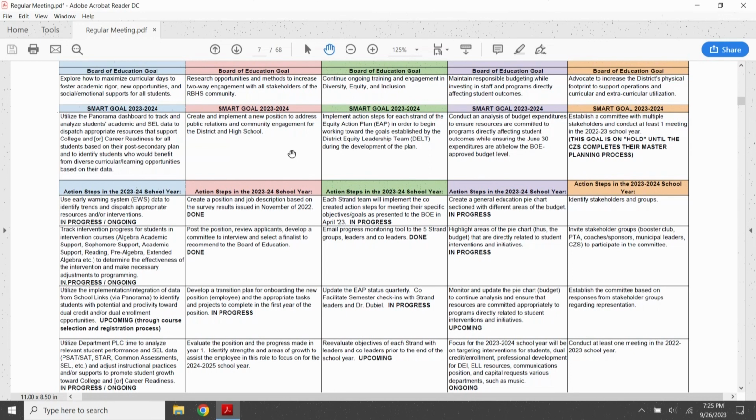And goal number five, there's no update at this point. I didn't expect that one to be necessarily open right now. Did anyone else have comments on the goals at this point?